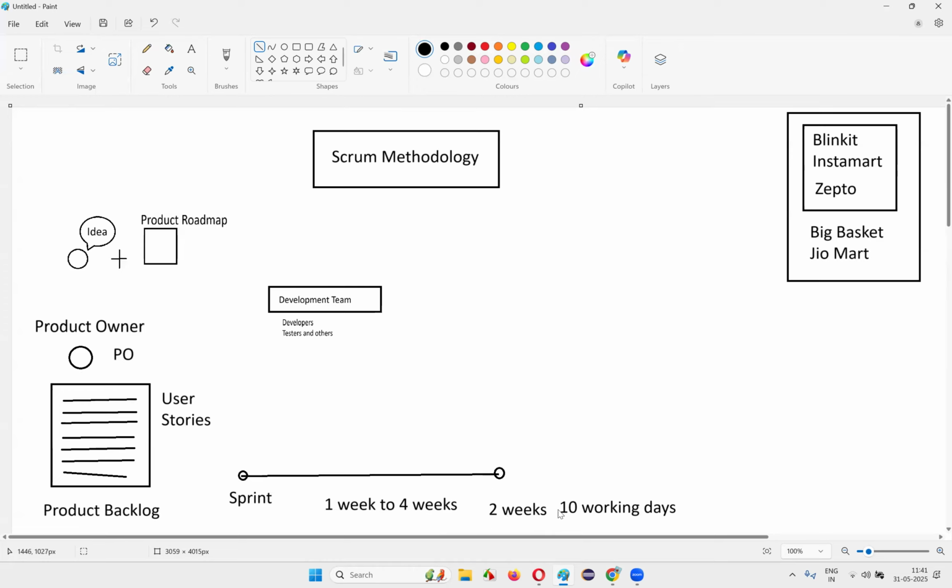But most of the projects in the market choose 2 weeks. 1 week will be too less. 4 weeks will be like a leisure kind of thing. So projects generally opt for 2 weeks. That is 10 working days. Requirements will be taken and they will be completed by the end of it.